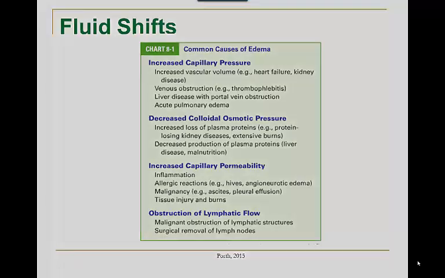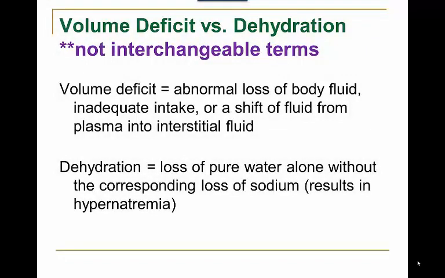So when we think about fluid shifts, I'm hoping you're figuring out that we can have too much fluid and we can have not enough fluid. So I want to clarify a little term. Porth does not go into this distinction, but I think it's important from a nursing perspective, and nephrologists everywhere will thank me for teaching you this. That volume deficit really refers to an abnormal loss of body fluid, inadequate intake, or a shift of fluid from plasma into the interstitial fluid. So we're literally having that shifting occur.